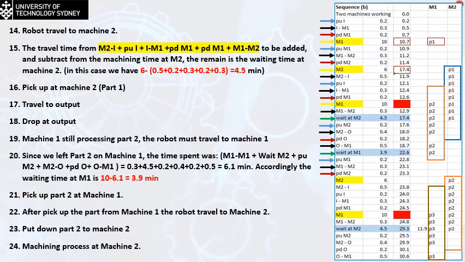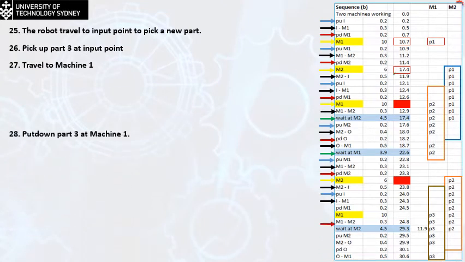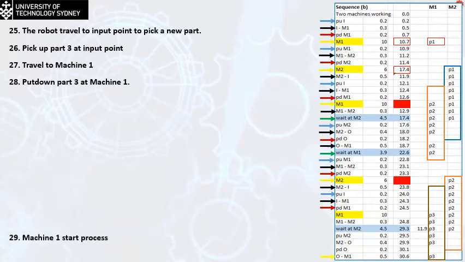Okay, machining process number 2. Okay, and then we have to go back to the input point and pick part number 3. Pick part number 3, take it to machine number 1, put it down at machine number 1, start the machining of part number 3 on machine number 1.